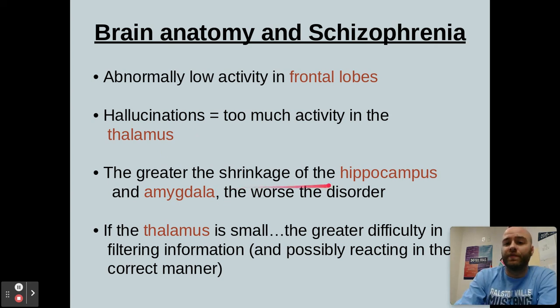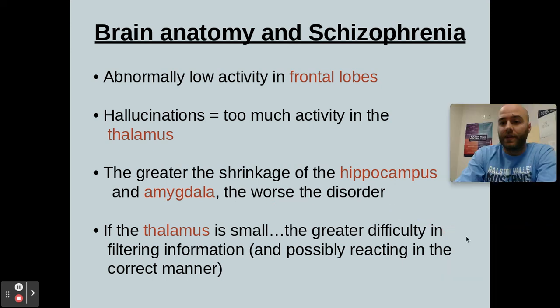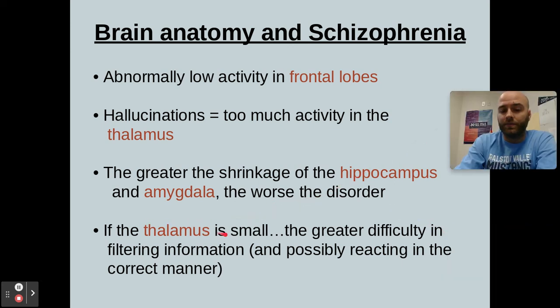There's greater shrinkage of the hippocampus, your memory centers and higher level functioning center, and the amygdala, which are your fear and emotional centers, which make the disorder worse. In addition, if your thalamus is small, there's greater difficulty in filtering information and possibly reacting in the correct manner, again, because it's not being able to direct your sensory information correctly or efficiently enough.